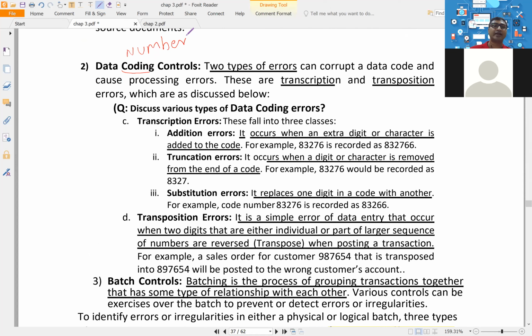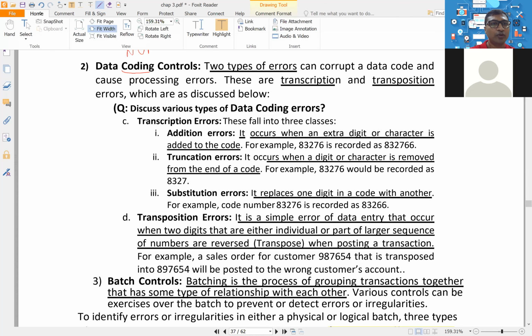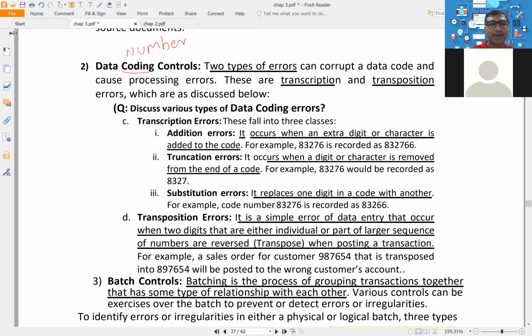But here also I told you that they have just given what errors. They have not given the solution. Okay, the solution for this was check digit, but I told you that as it is not given in the book in your study material, no need to think about it. Okay, now we'll proceed with the next part, batch control.